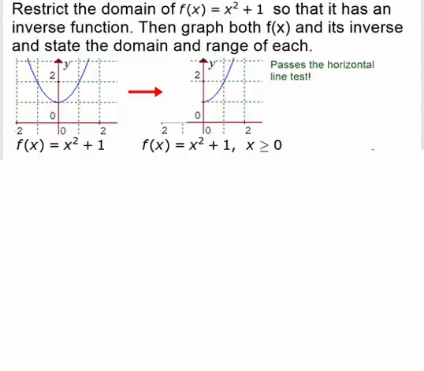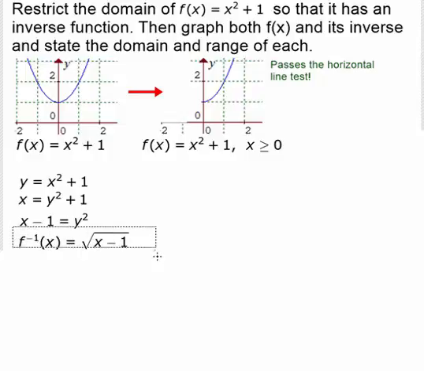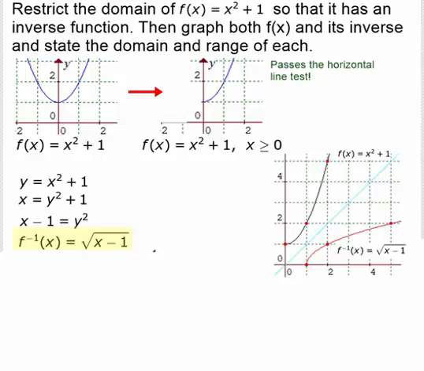Now we can find the inverse. So we write this as y equal x squared plus 1. We switch x with y, then we subtract 1 from both sides and get x minus 1 equal y squared. We extract square roots and we get f inverse of x, or f minus 1 of x, is the square root of x minus 1. There's no plus or minus here because the y values were restricted to positive values only since y was formerly x.